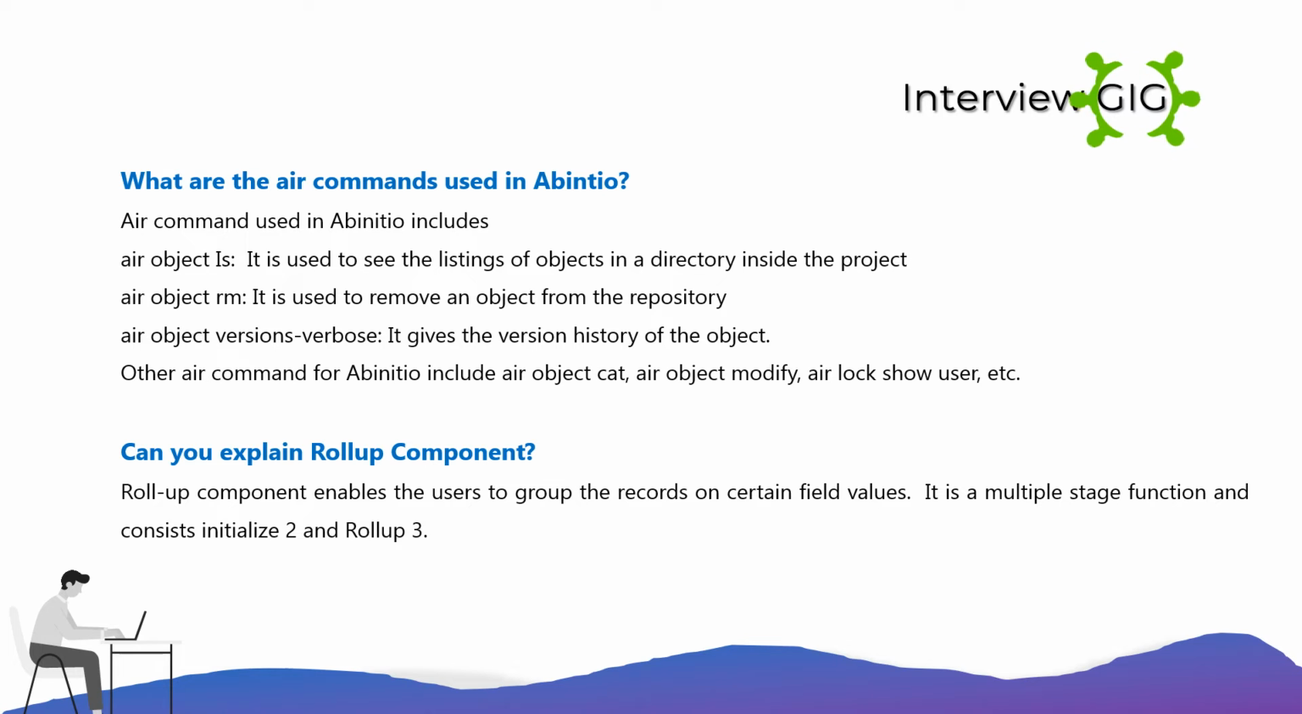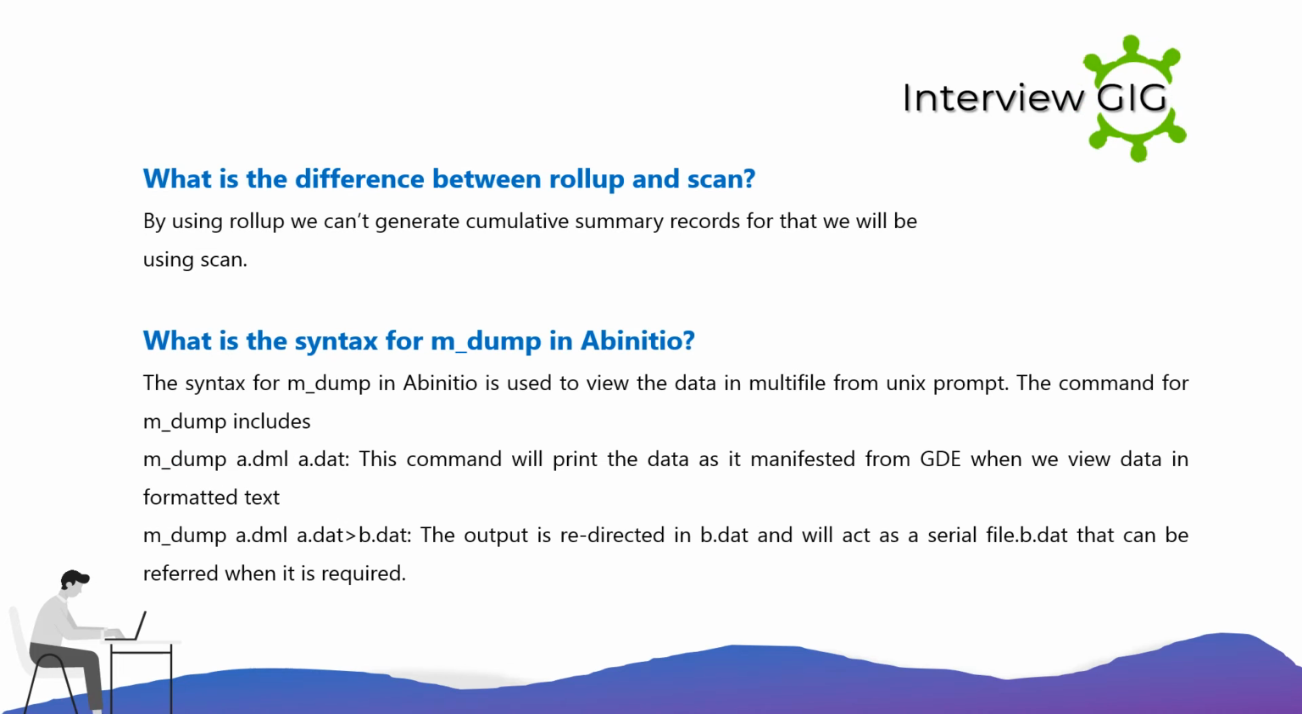Can you explain the rollup component? The rollup component enables users to group the records on certain field values. It is a multiple stage function and consists of initialize, temporary, and rollup. What is the difference between rollup and scan? By using rollup we can't generate cumulative summary records, for that we will be using scan.